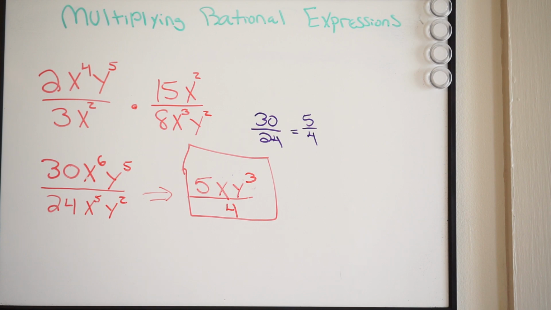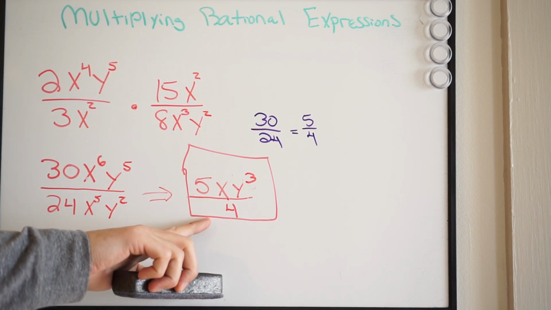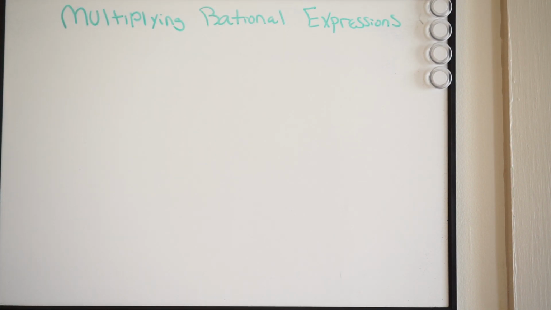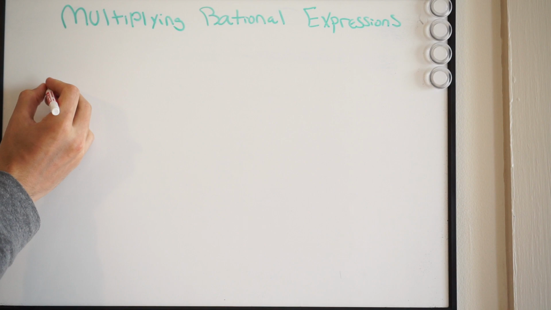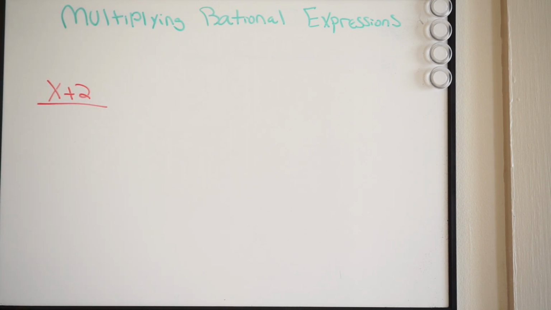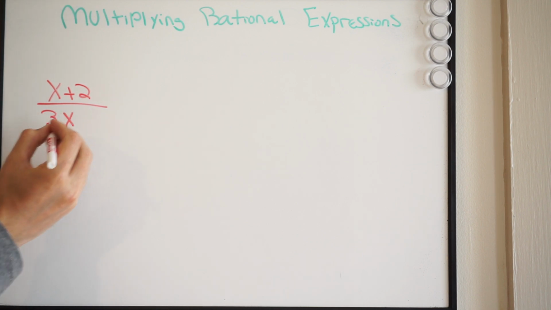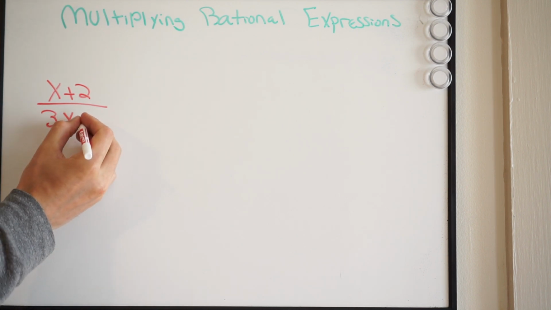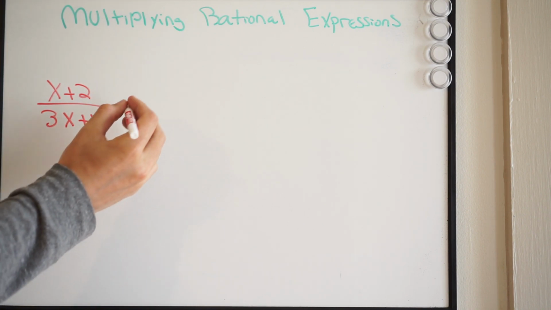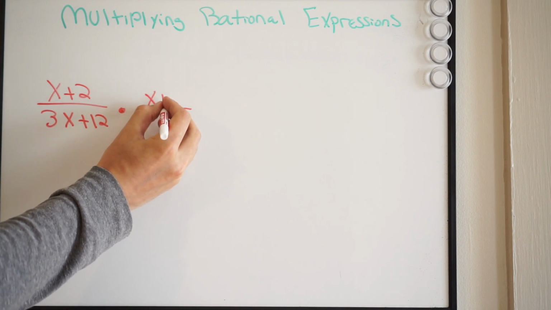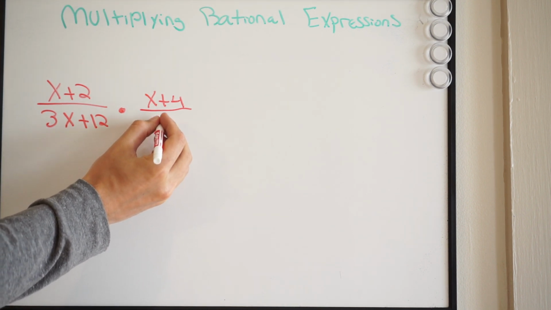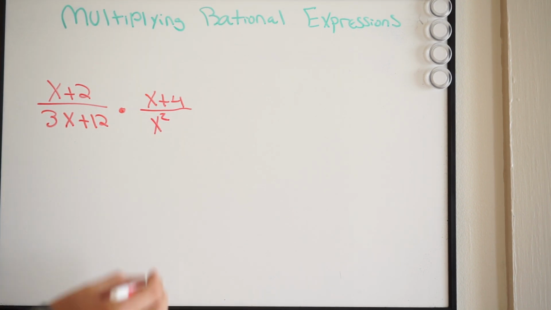So let's look at another example. Your final answer is right here. Let's erase this and try another. A little bit different, but same concept with this one. We'll have x plus 2 all over 3x plus 12, times x plus 4 over x squared minus 4.